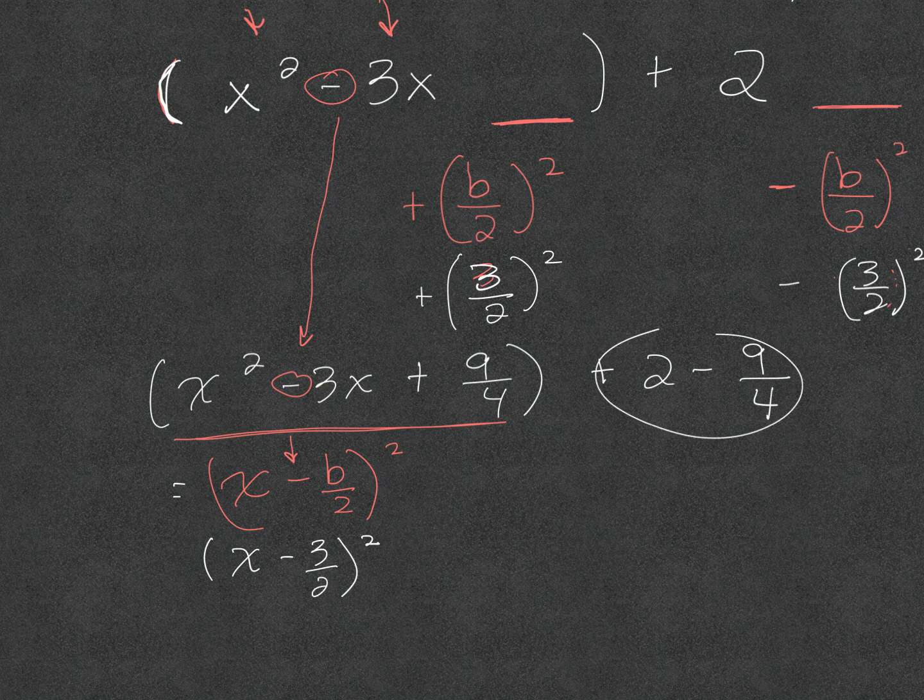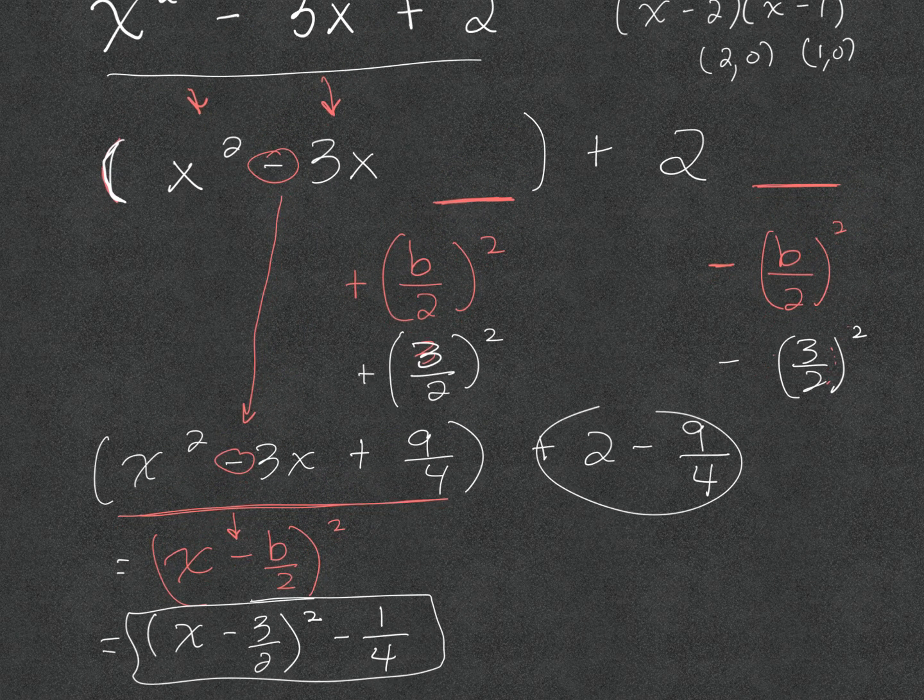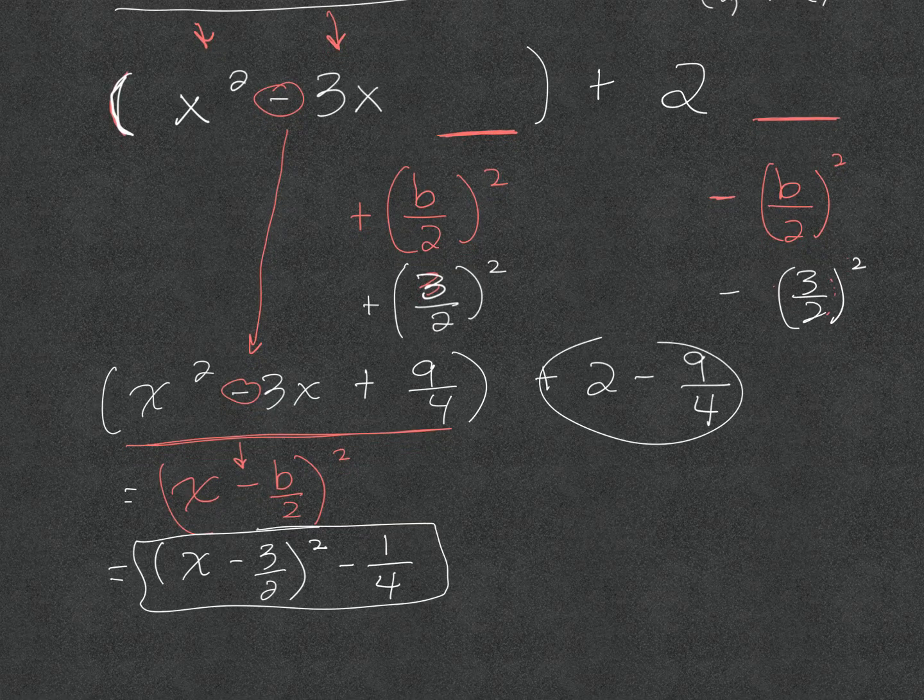And out here you can see that 2 minus 9 over 4 is minus 1 over 4, and that is our answer. If this is unclear, I'm going to do a few more examples, okay? But basically, you leave a space, you add b over 2 squared, and you subtract b over 2 squared.